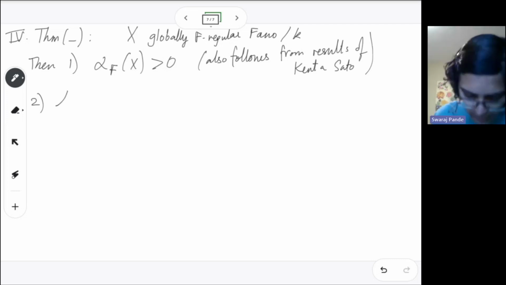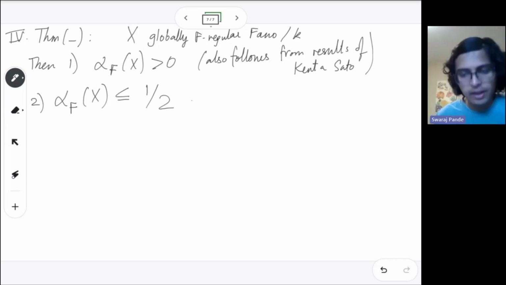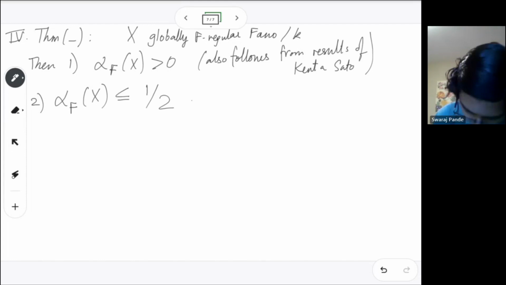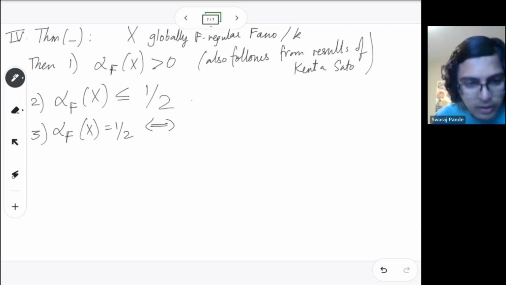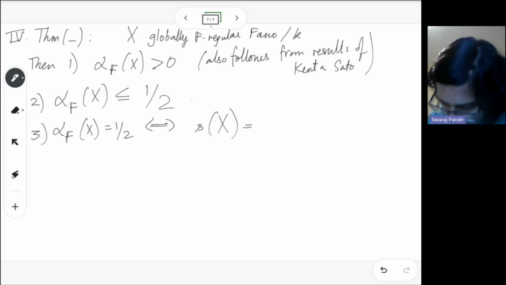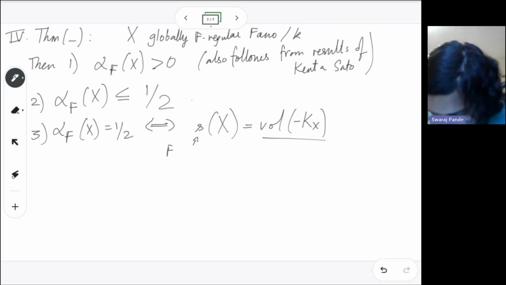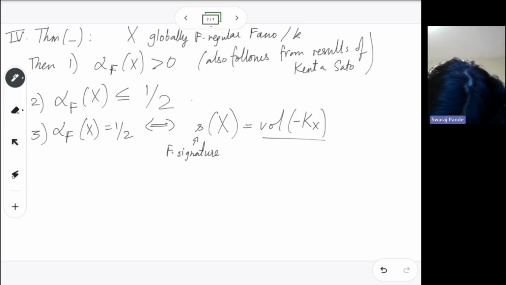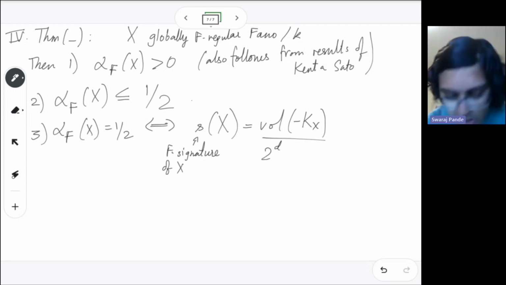The second part, the more surprising part, is that the Frobenius alpha invariant is at most 1/2 for every X. The third part is that we can characterize equality in part 2. So it's equal to 1/2 if and only if... the characterization is in terms of another invariant. This is called the F-signature of X, which has this prescribed value.